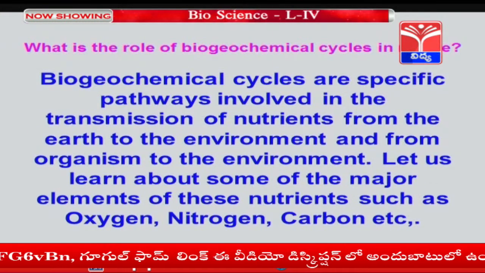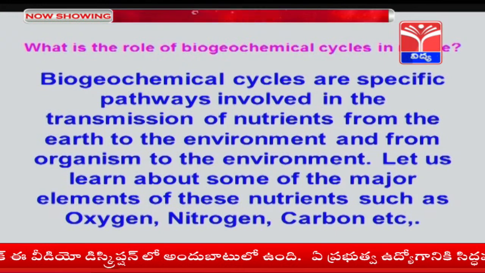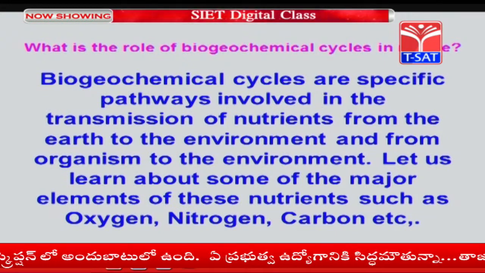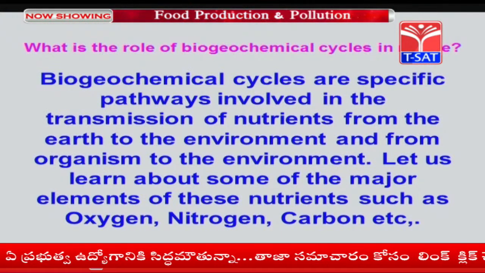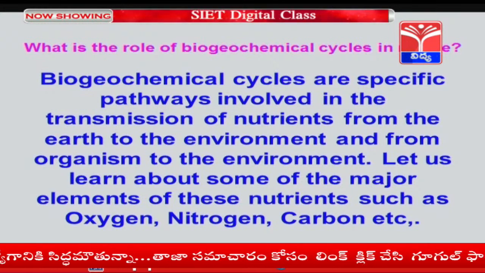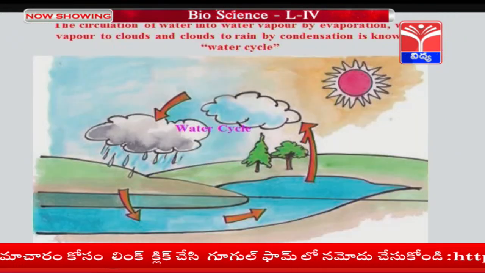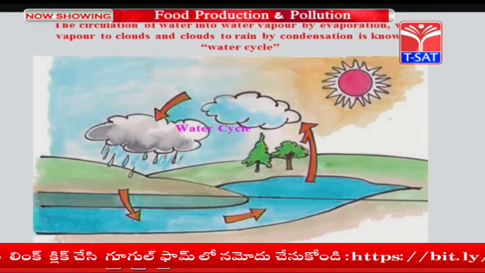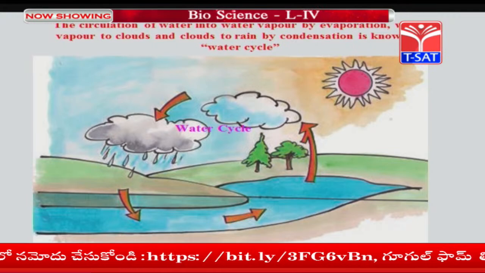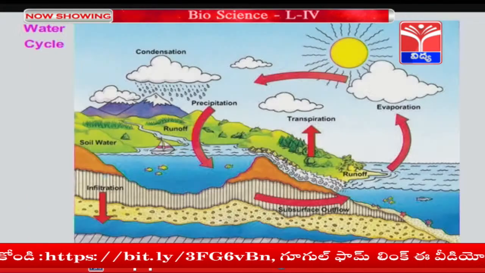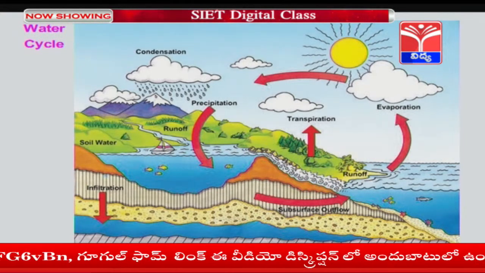What is the role of biogeochemical cycles in nature? Biogeochemical cycles are specific pathways involved in the transmission of nutrients from the earth to the environment and from organisms to the environment. Let us learn about some of the major elements of these nutrients such as oxygen, nitrogen, carbon, etc. The circulation of water into water vapor by evaporation, water vapor to clouds and clouds to rain by condensation is known as the water cycle. See here how the evaporation and condensation take place in the water cycle.